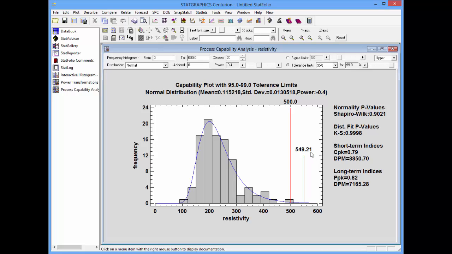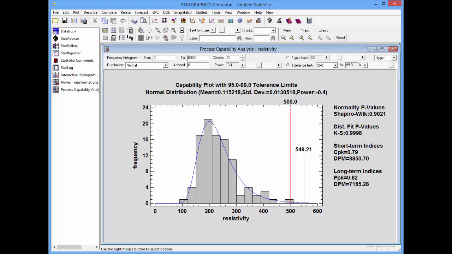The equivalent 95-99 upper tolerance bound is now 549.21, assuming that the transformed data follow a normal distribution. Unfortunately, that's above my upper spec of 500. And you can notice also that my CPKs and DPMs are not nearly as good as I thought they were, assuming normality.